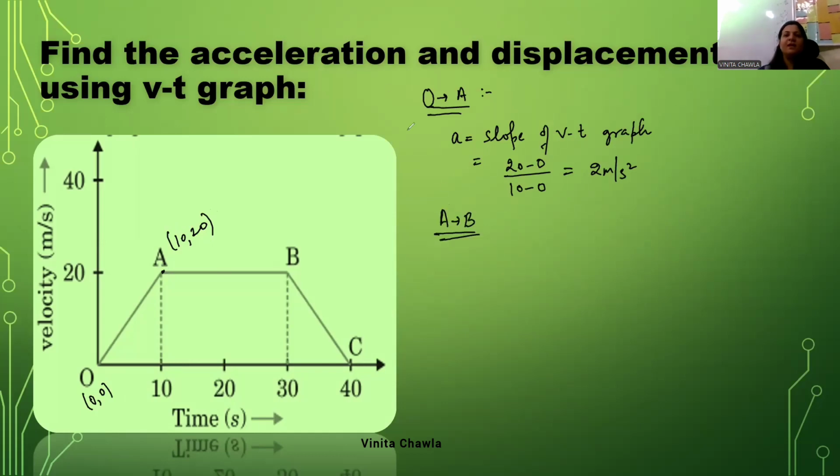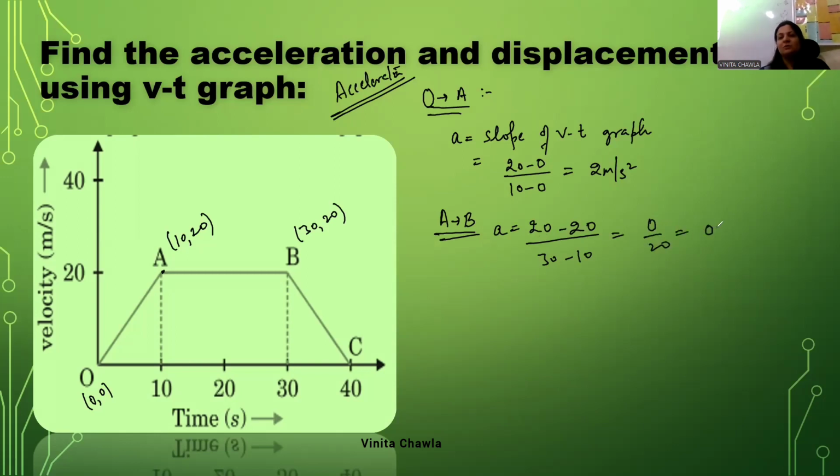A to B, we are finding acceleration first. Acceleration here is 0, because the coordinates of this point are (30, 20) and A is (10, 20). So 20 minus 20 divided by 30 minus 10, so 0 by 20. The answer is 0 meter per second square.